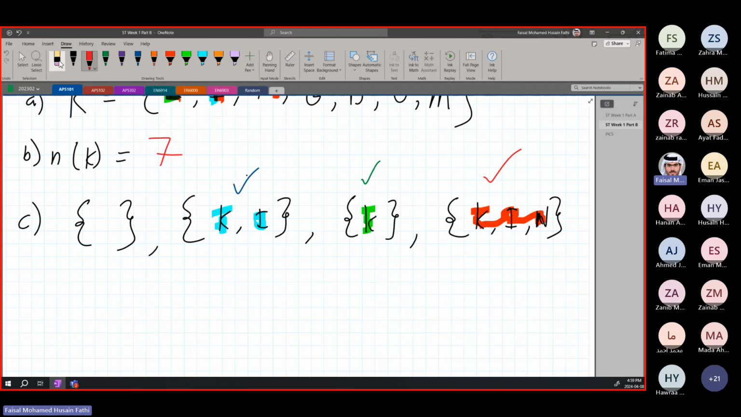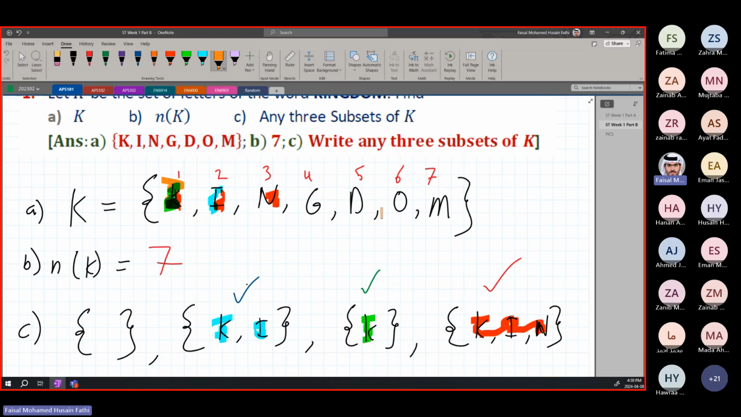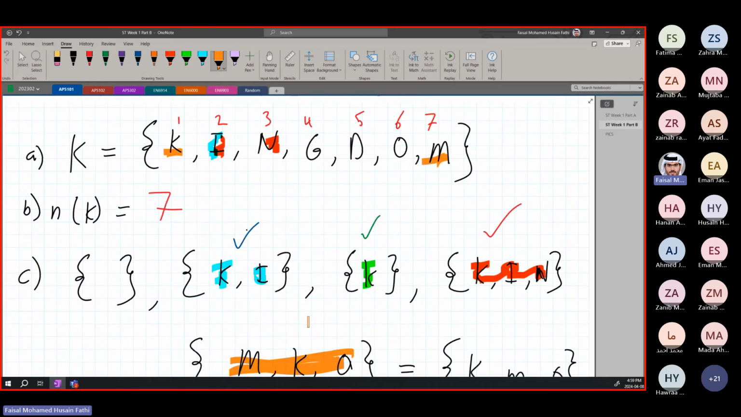Someone wrote MKO. Okay, MKO. Remember, the order does not matter if you write K first, M. This set is equal to this set. K, M, O. Order does not matter at all in sets. So if we look at MKO, if we go back up here, we have the letter K. This became a little messy. Let me remove some of the colors. So we have the letter K. We have the letter M over here, and we have the letter O over here. So yes, this is also a correct subset. This is the whole idea of subsets.